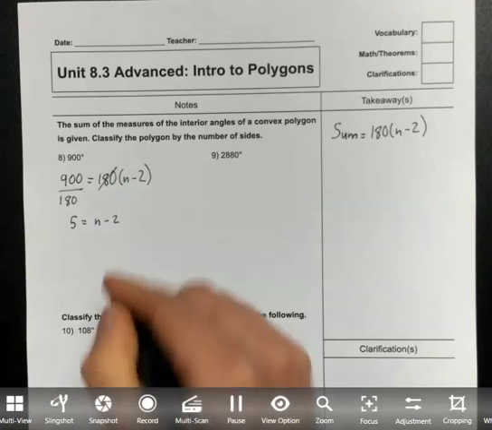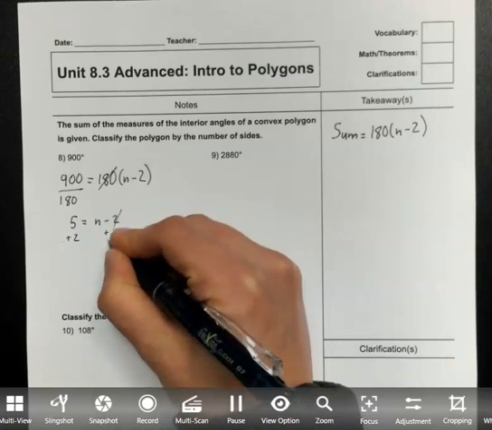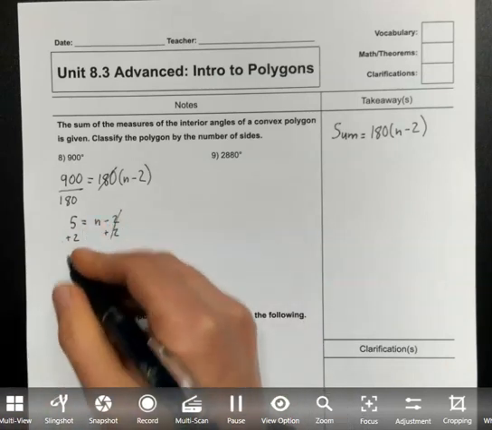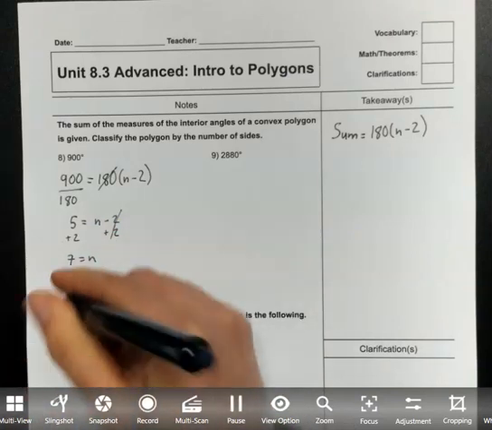Alright, from here solve for n, right? So I'm going to move this 2 over to the other side. That cancels out right here. So then I end up with 7 is equal to n. Well, what is that? 7-sided shape? That's a heptagon.